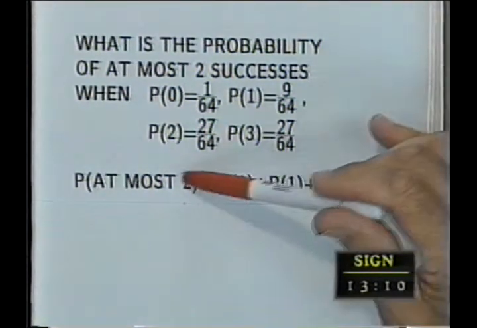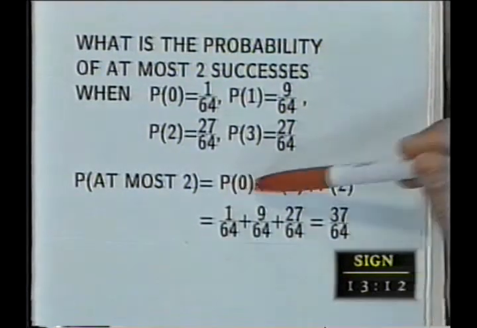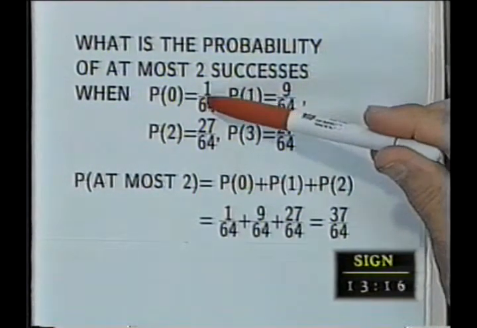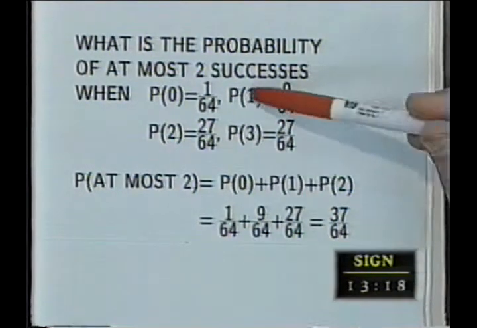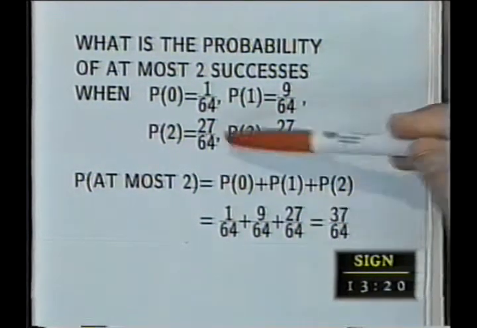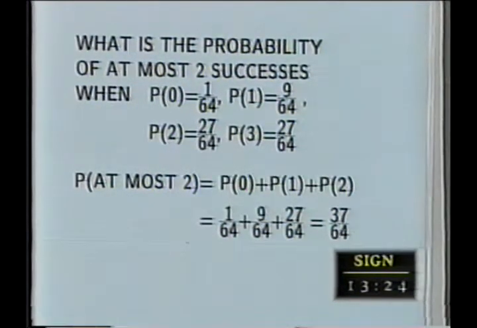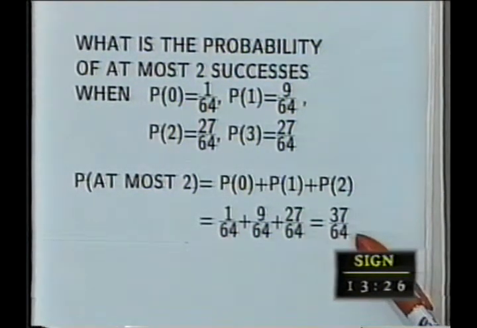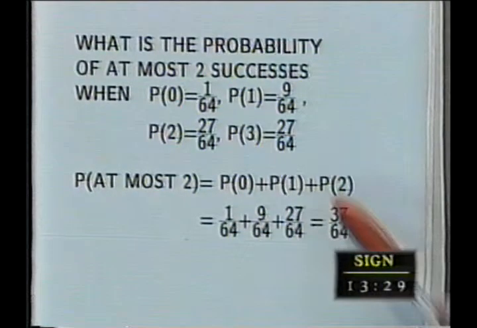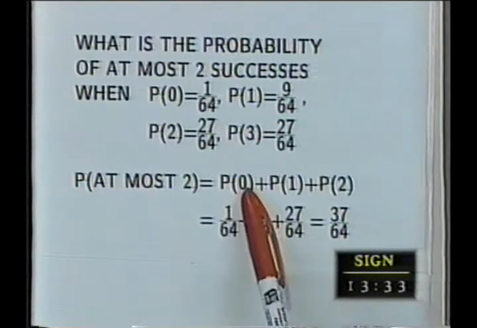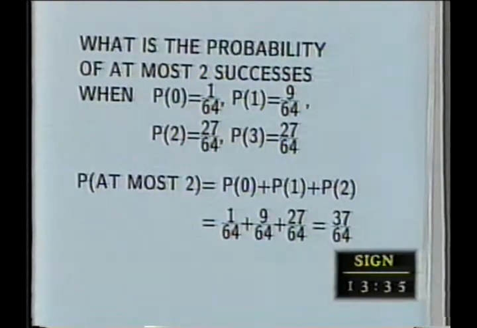And to get the probability of at most 2, I have to add up, because 1/64 of the time I'll win by having a 0, 9/64 of the time I'll have a 1, and 27/64 of the time I'll have a 2. The total is 37/64. So the probability of having at most 2 for this situation is 37/64. At most 2 is the same as 0, 1, and 2.